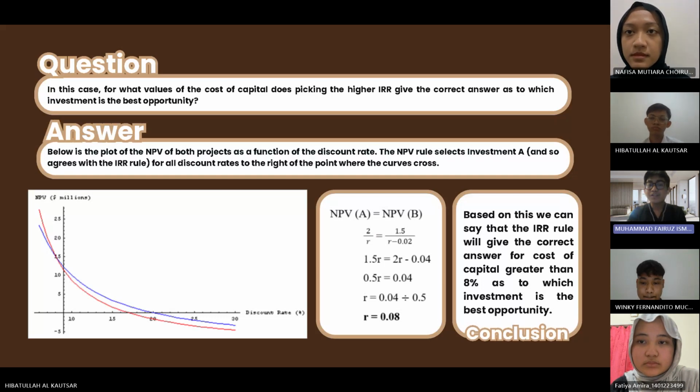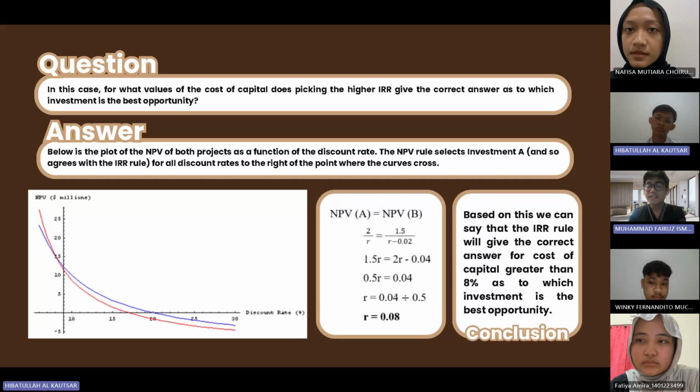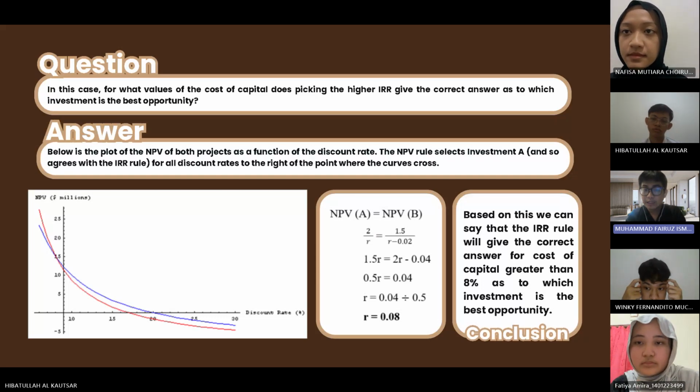So we set the NPV of both investments equal: 2/R equals 1.5/(R minus 0.02). So we solve the equation: 2R minus 0.04 equals 1.5R, so 0.5R equals 0.04. So we get R is 0.08. So the NPV of both investments is equal when the discount rate is 8%.